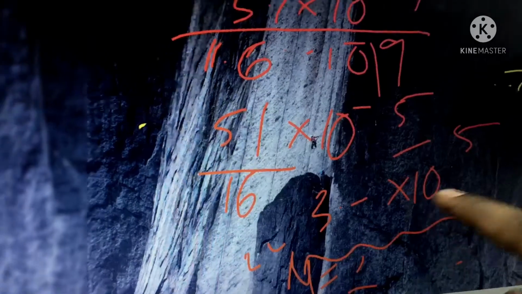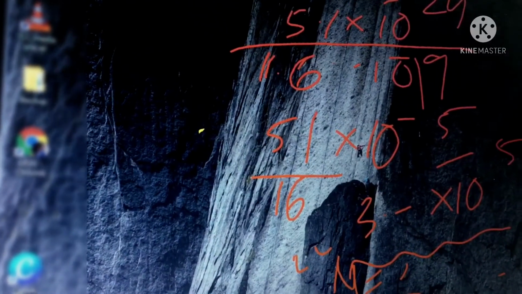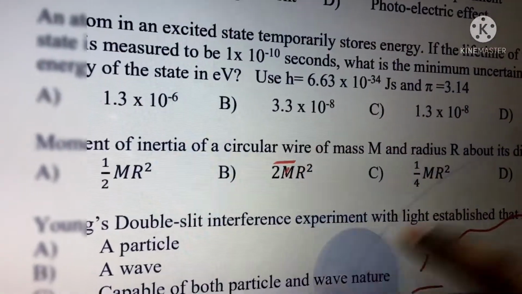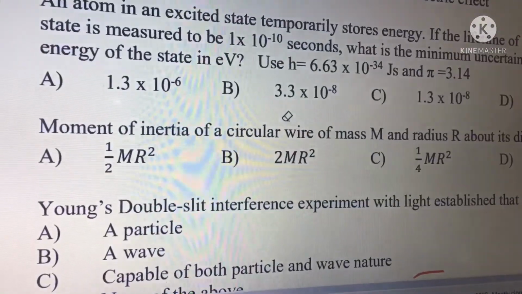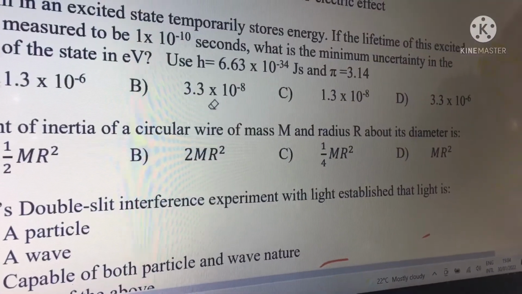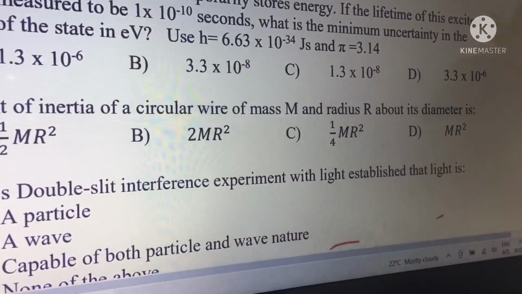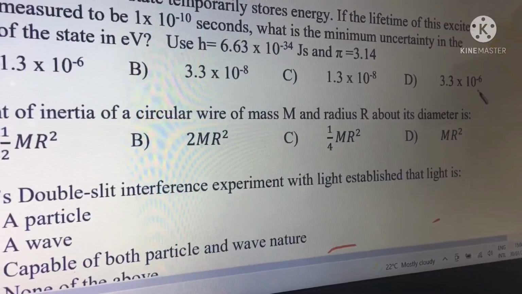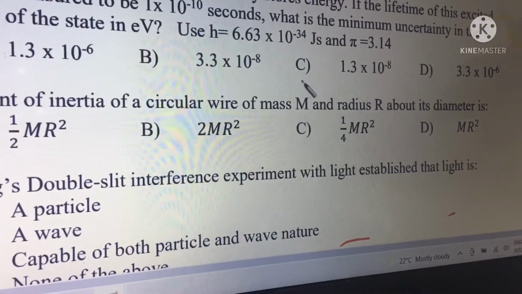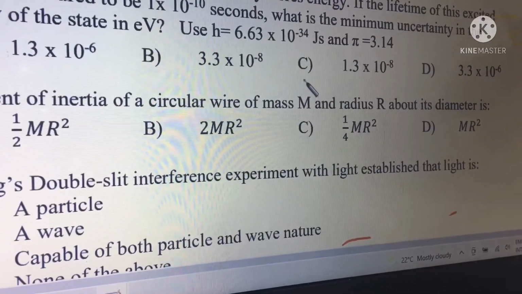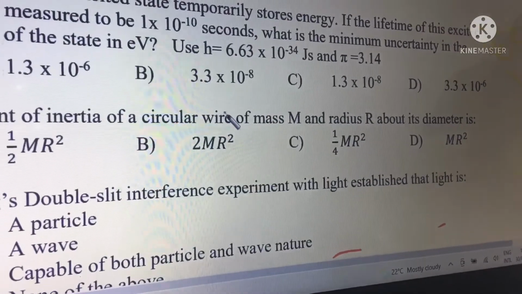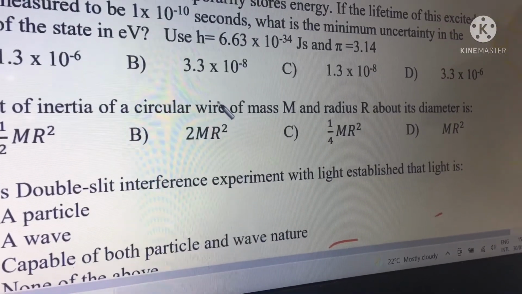Okay, let's check. Here we get 3 point something into 10^-5, but our answer options are 3.3 into 10^-8 and 3.3 into 10^-6. It should be 3.3 into 10^-6. You can calculate a little more accurately, then you get the exact correct answer. I am doing it this way because in exams, accurate measurement is not possible every time. If it's possible, you can do it like that.